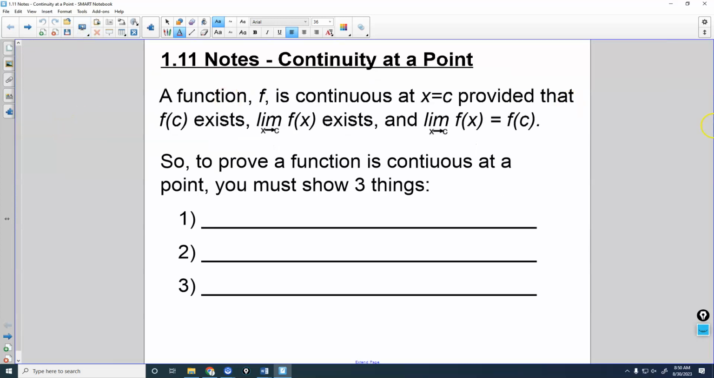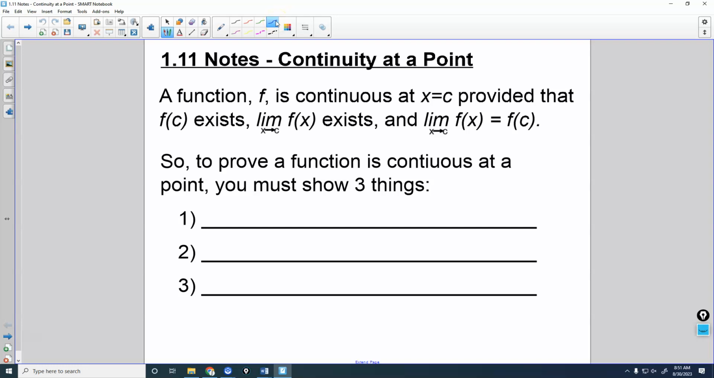Right, so for continuity, a function f is continuous at a point x equals c provided that f of c exists, the limit as x approaches c of f of x exists, and the limit as x approaches c of f of x equals f of c. Okay, so let me draw a picture and go through this.